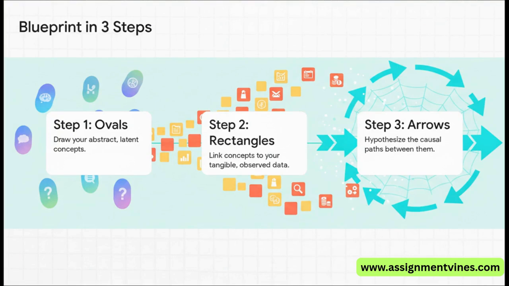So building your model becomes this super intuitive three-step process. Seriously, that's it. First, you draw your main ideas as ovals. Second, you link those ovals to the real data you've collected, your rectangles. And third, you just draw arrows to show how you think all these concepts influence each other. And boom, that's it. You've just drawn your hypothesis.